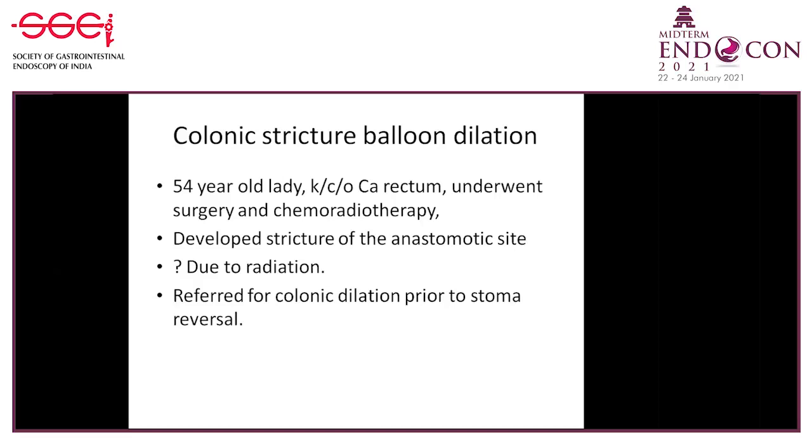This is a 54-year-old patient with a known case of colorectal cancer, rectosigmoid growth, who underwent surgery and chemoradiotherapy. She developed a stricture at the anastomotic site. We didn't know if it was due to radiation or an anastomotic stricture. She still had a colostomy in place, so we went in for a dilation before stoma reversal.